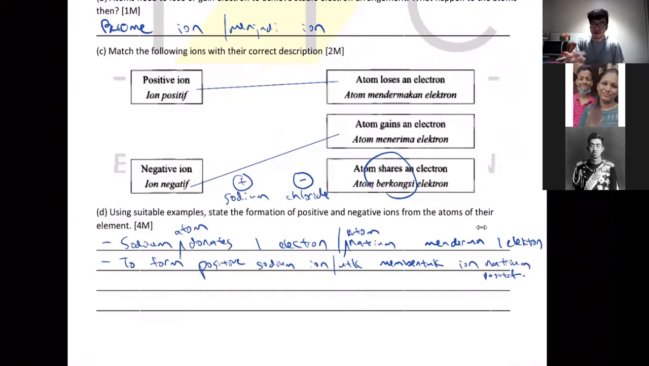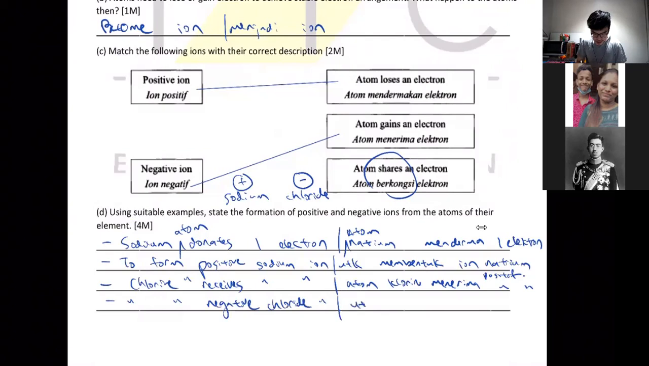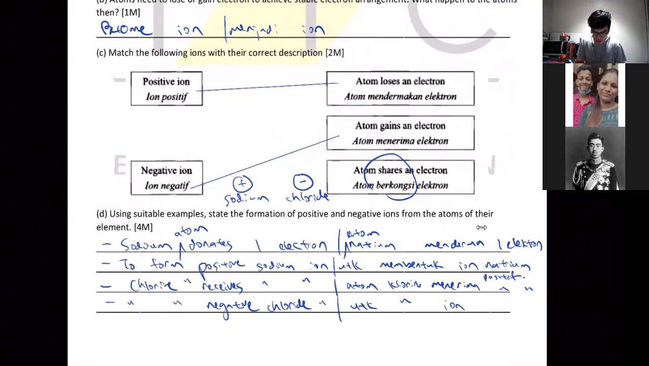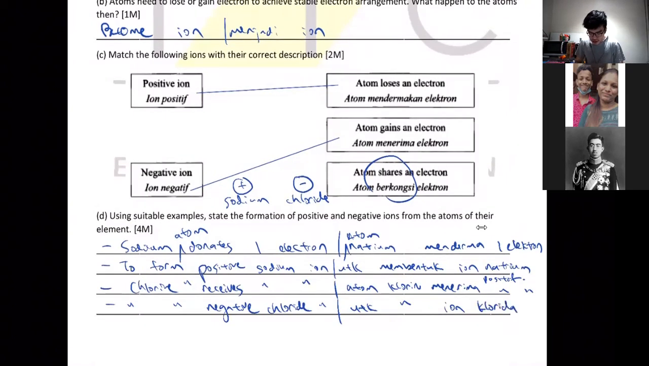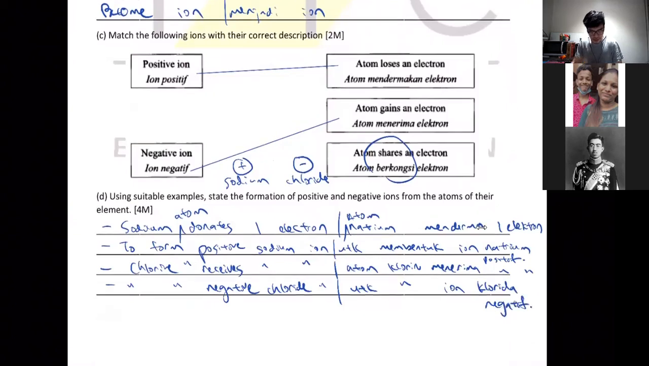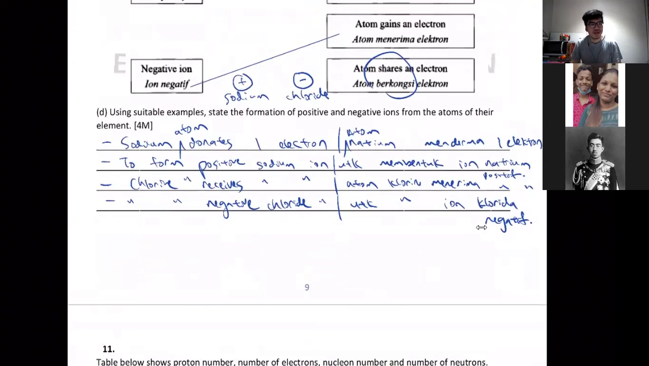What's the other 2 marks? Chlorine lah. So it's the reverse. Chlorine atom receives 1 electron. Okay, atom chlorin menerima 1 elektron to form negative chloride ion, untuk membentuk ion, I think it's called klorida, ion klorida negatif. Wow, so easy, it is 4 marks. Okay, basically they want positive and negative ion.